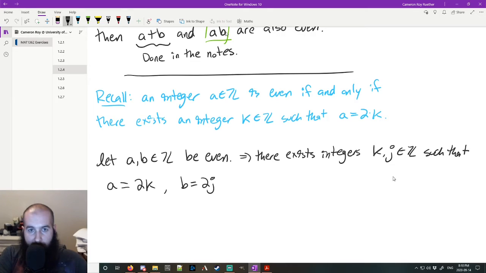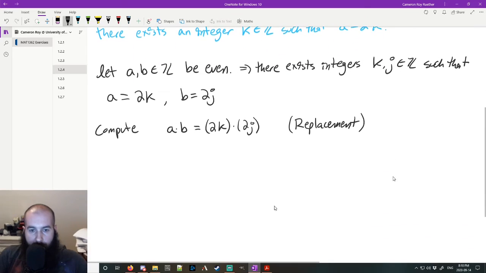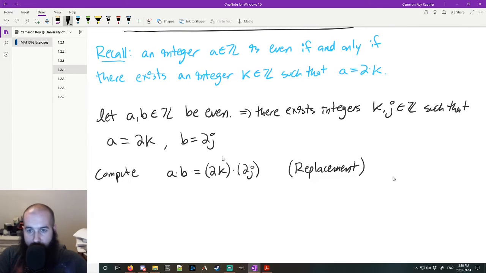Now we'd like to know something about a times b, so let's just compute a times b. So now we can compute that a times b is equal to, well, a is equal to 2k, so we can replace it, and b is equal to 2j, so we can replace it as well. So this is just replacement. Now from here, we would like to rearrange this using the axioms into something that looks like 2 times an integer, because then we know it's even.